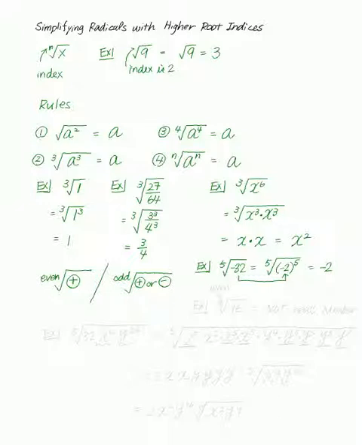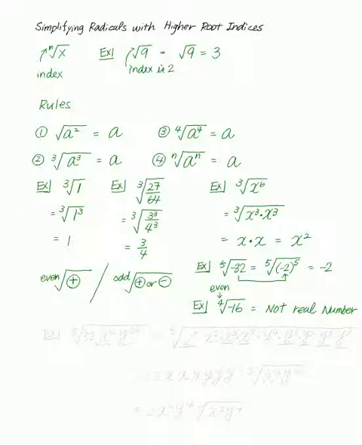Let's try this next one. This time we're going to have the fourth root of negative 16. Now here we have a problem. If we look at the rule right above, if I have an even index, I cannot have a negative number under the radical. So in this case, we're just going to stop and say that this is not a real number. In fact, to even simplify this one further, we have to use a branch of math called trigonometry, which gets a little complicated.